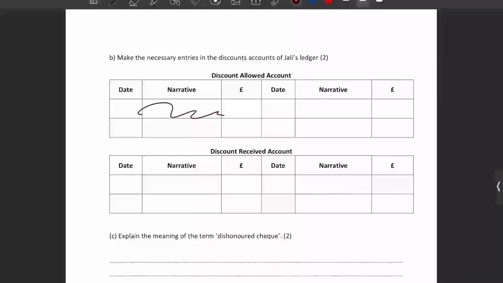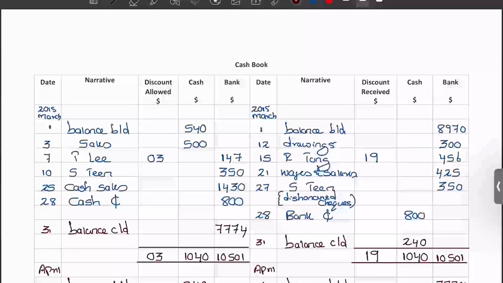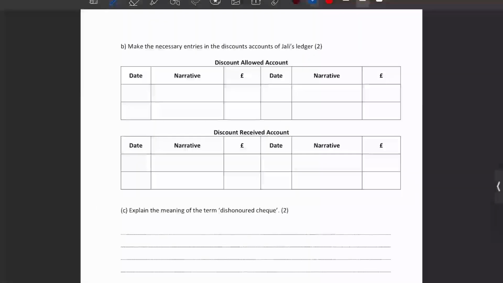You know what you're going to do? Very simple. You don't have to balance, only enter. How much is the total discount allowed? 3. Total discount allowed is 3, right? In your discount allowed account, you go and debit 3. From where do you get this 3? What is the book that you prepared before? You say cash book. From the cash book only you are getting this 3, right? And the date will be March 31st. The answer is 3.